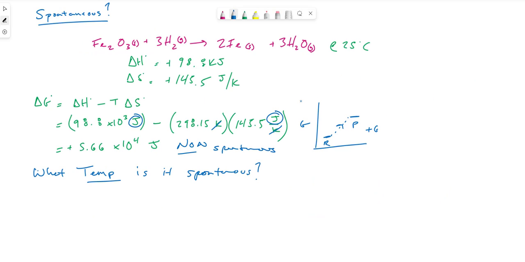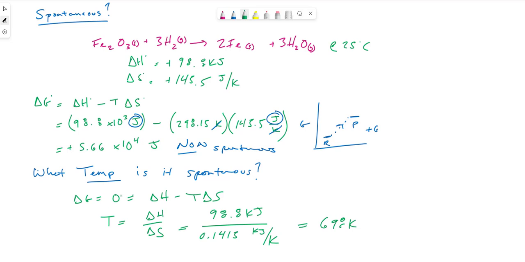Let's take this one step further. We know that under these conditions it's not spontaneous, but could we figure out a temperature where that delta G transitions from positive to negative? Well, sure. That would be occurring when delta G is 0, right? That's the transition point between positive and negative. So could we set this whole thing to 0 and solve for T? Yeah, of course we can. So I just did some simple algebra. I set this expression to 0, rearranged it, solved for T. So temperature is delta H divided by the entropy change here.